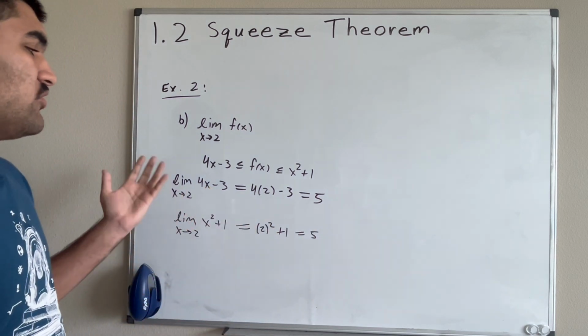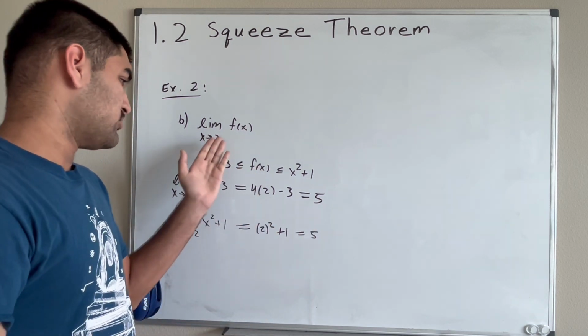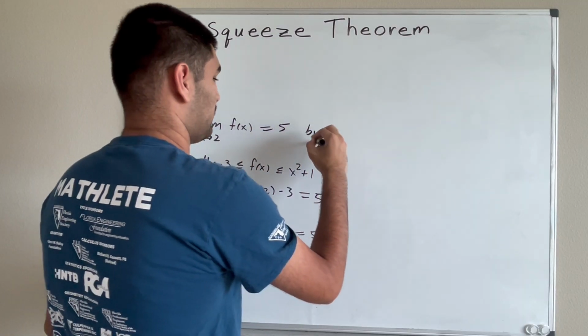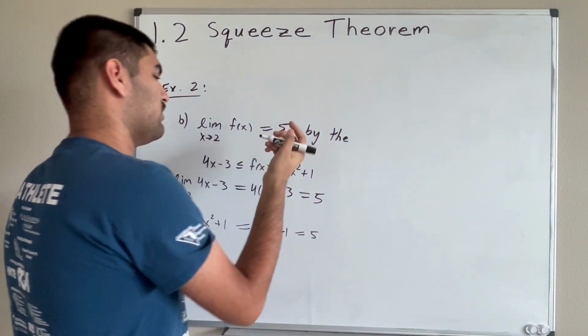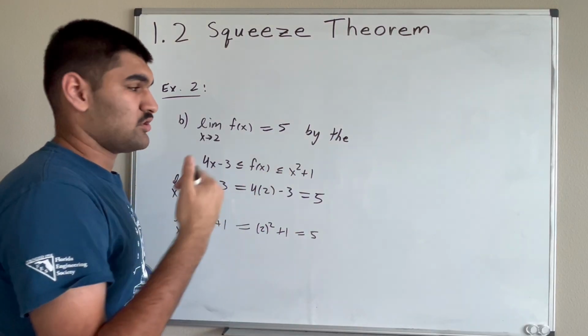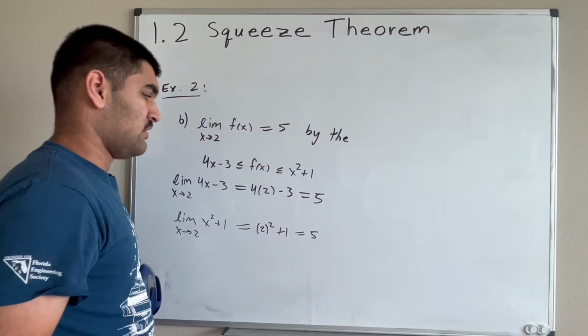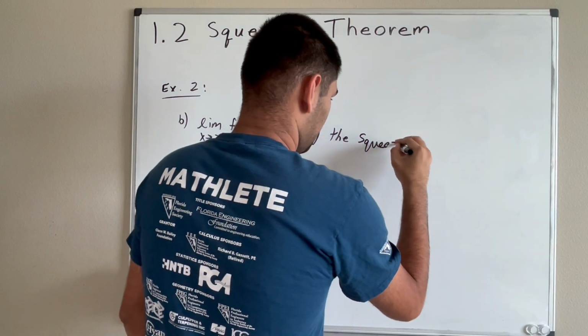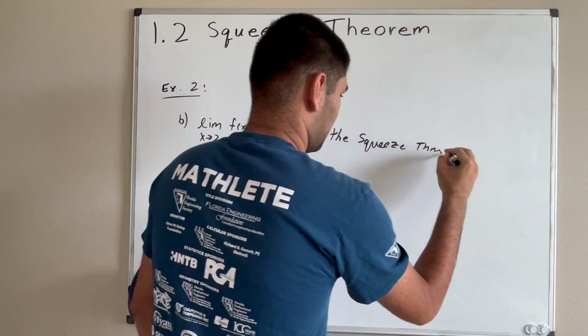So therefore, by the squeeze theorem, the limit as x approaches 2 of f of x must equal 5, right? This must equal 5 by the squeeze theorem. So you don't even have to know what f of x is. You can just find the limits of the outside functions, and then you can automatically find the limit of f of x just because of the squeeze theorem. So this is how the squeeze theorem is very helpful sometimes, right?